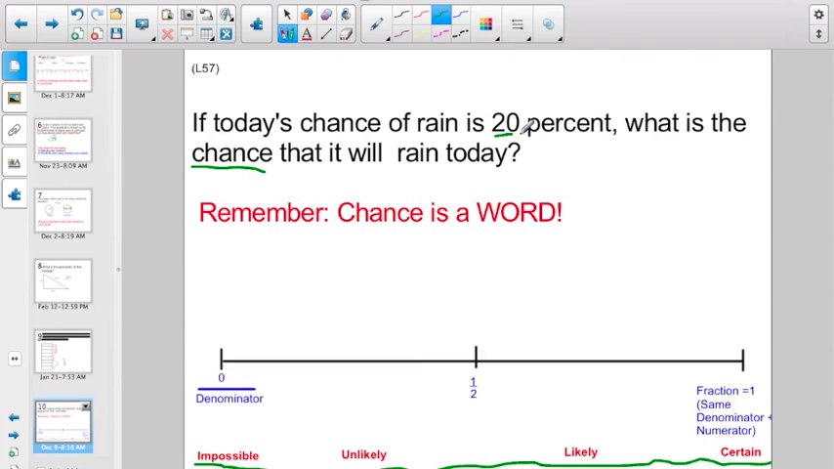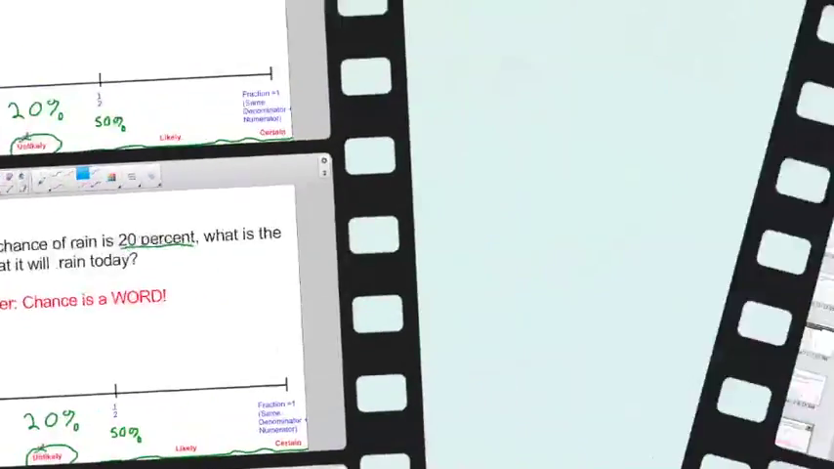So the easiest way to do this, if they're telling you 20%, well, half we know is 50%, right? 50% is half. So where is 20% going to go on this line? It would have to be somewhere right about here. 20% is less than 50%. So that means your chance is that it is unlikely.